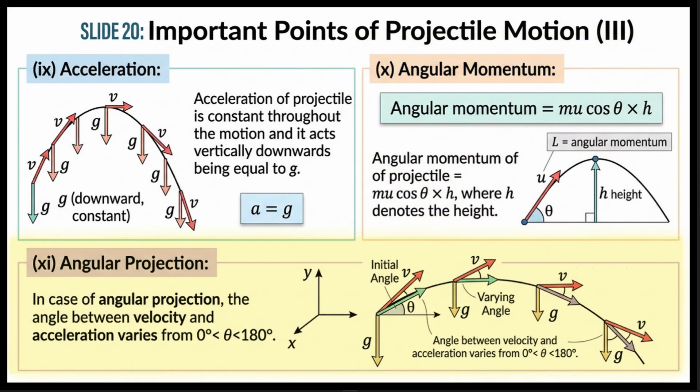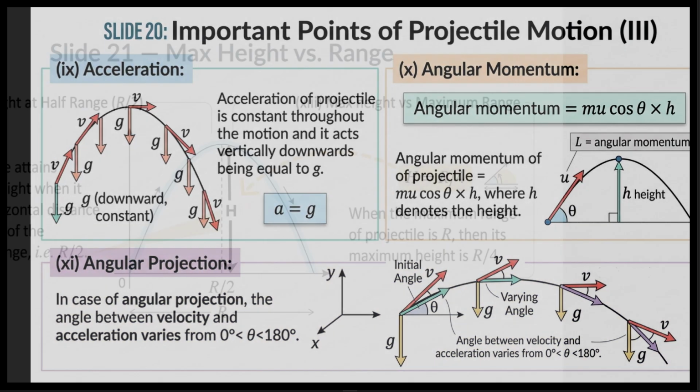In an angular projection, the angle between the velocity vector and the downward acceleration of gravity changes continuously. It starts close to 0 on the steep initial rise, passes through 90 degrees at the peak when velocity is purely horizontal, and continues increasing to approach 180 degrees as the object descends steeply.